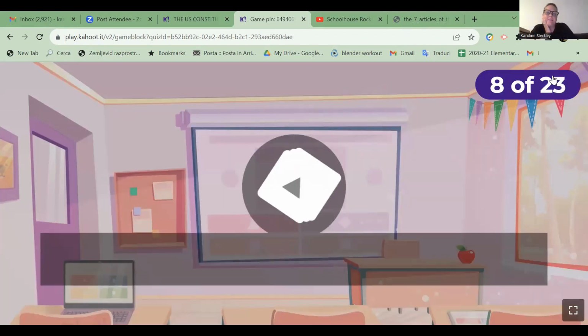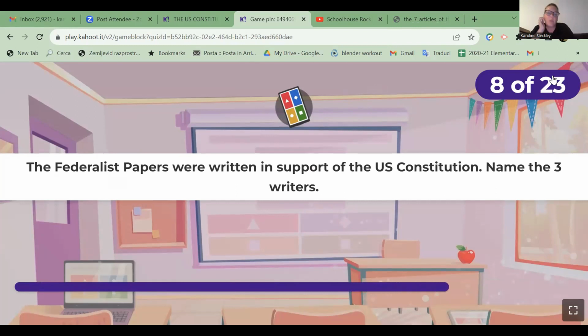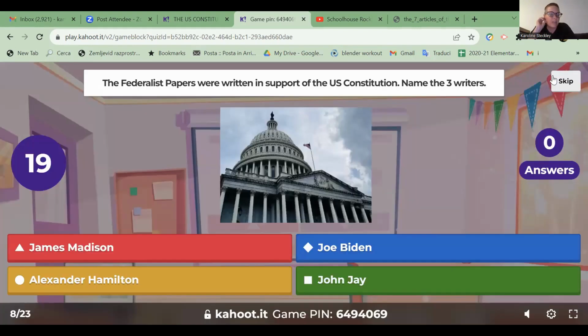Quiz. Multi-select. You can select more than one answer. The Federalist Papers were written in support of the U.S. Constitution. Name the 3 writers. Red, James Madison. Alexander Hamilton, yellow. Blue, Joe Biden. John Jay, green. There are 3 writers, so you have to choose 3 answers.